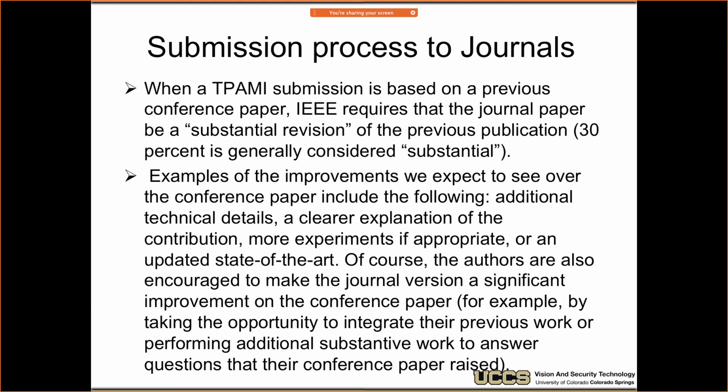So a TPAMI submission is based on a previous conference paper. IEEE requires the journal paper be a substantial revision of the publication. 30% is generally considered substantial. If it's less than 30%, we'll say, no, it's too similar. As I said, very often they'll take your long paper that had a lot of the old conference paper, send it back to you and say, make it a short paper and cut out a bunch of stuff, so it'll be easier to see what's new. They talk about some of the examples of what's improvement. All of this is on the TPAMI website, you'll sort of see what goes on.